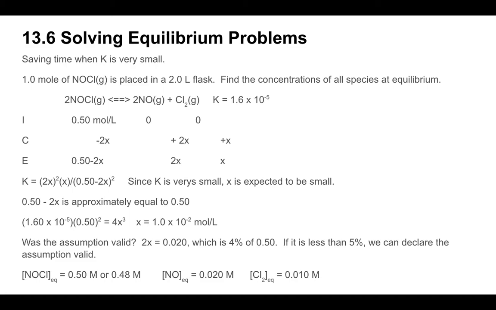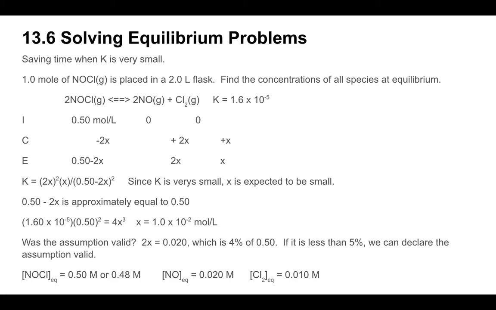Well, if I compare 0.02 to 0.5, it's only 4% of 0.5. So what are we allowed to have as the difference between the approximated number and our substituted number? We're allowed 5%. So we just eked by on this one.